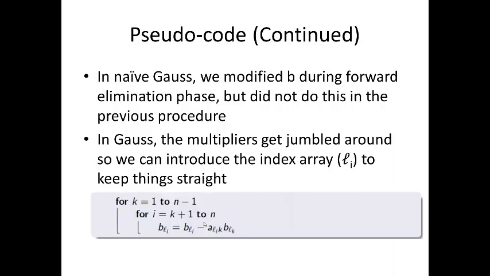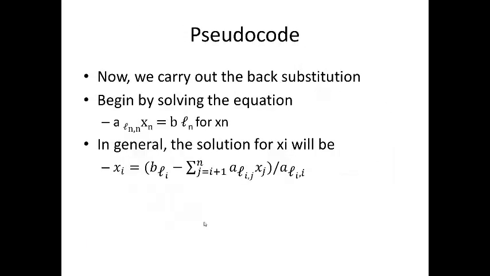And this will help keep things straight in formulating what b sub i should be. Now we get to carry out the back substitution. And we can begin by solving the equation for the last one for x sub n, and that's a sub l_n n times x_n is equal to b sub l_n.